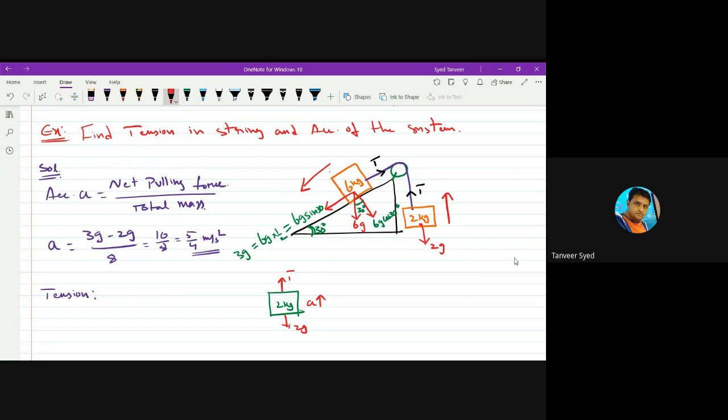Okay. Apply F net equal to ma. Net force is T minus 2g equal to ma. T minus 2 into 10 is equal to 2 into 5 by 4. T minus 20 is equal to 10 by 4. That means T is equal to 20 plus 10 by 4. 10 by 4 is 2.5. So 22.5 Newton is the tension.